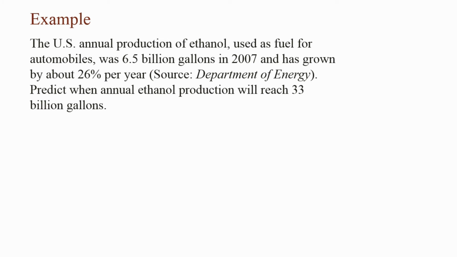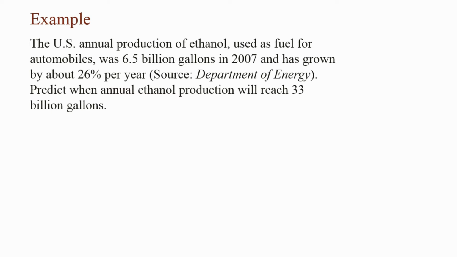In this example, the U.S. annual production of ethanol used as fuel for automobiles was 6.5 billion gallons in 2007 and has grown by about 26% per year. Source: Department of Energy. Predict when the annual ethanol production will reach 33 billion gallons.